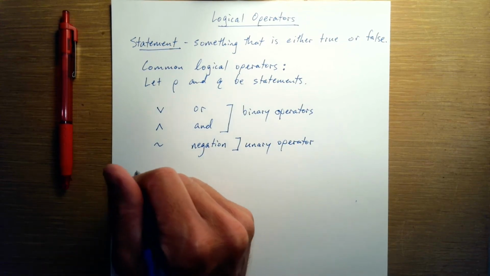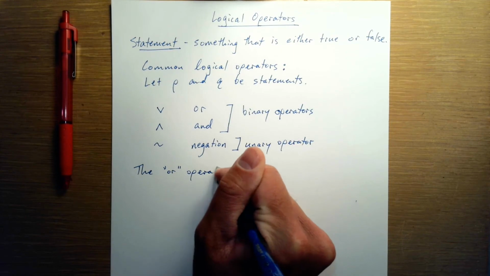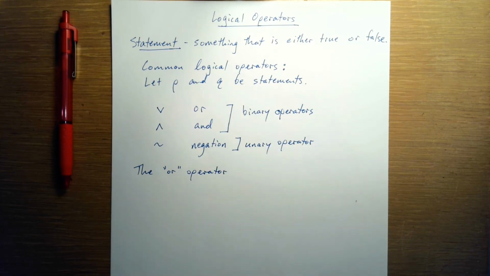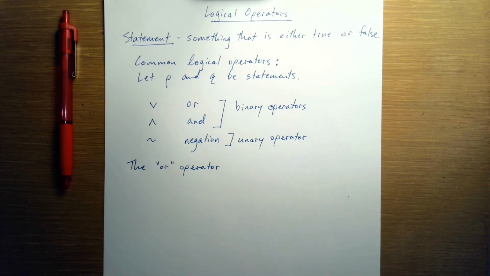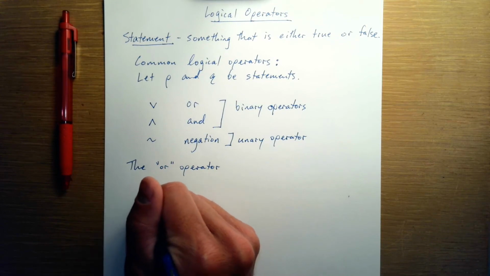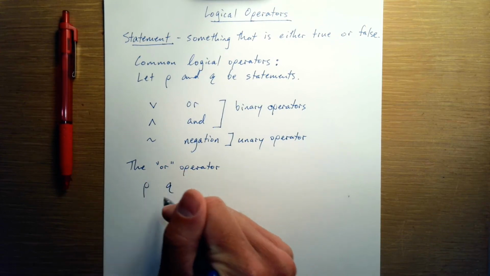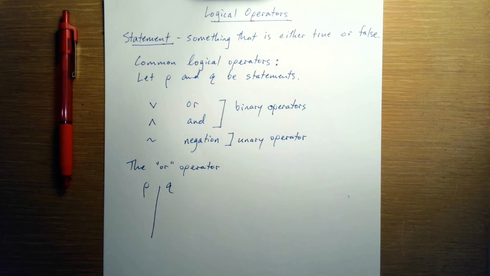So let's first examine OR. The OR operator we need to define, but since it's binary, it takes two statements. And the way in which we define OR is how we want OR to behave, kind of based on how we use it in everyday life. So we're going to use this thing called a truth table. A truth table is a table that contains all possible combinations of the statements that are inputs for the operator in question.